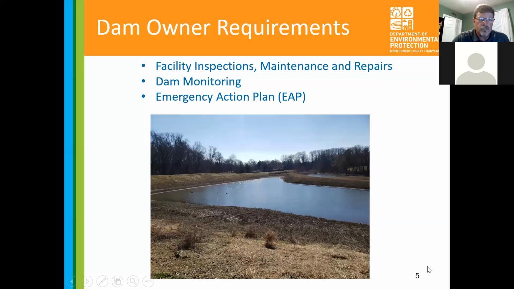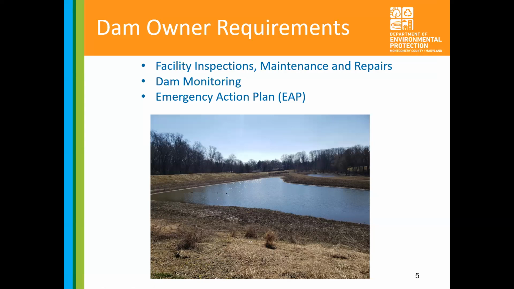Okay, so dams in Maryland are classified in three categories: high, significant, and low, based on potential danger in case of dam failure. Wheaton Branch Dam is classified as a high hazard dam, which means that dam failure would result in probable loss of life, serious property and infrastructure damage. This is an earthen dam, and earth dams are the most common type of dams in Maryland and in Montgomery County.